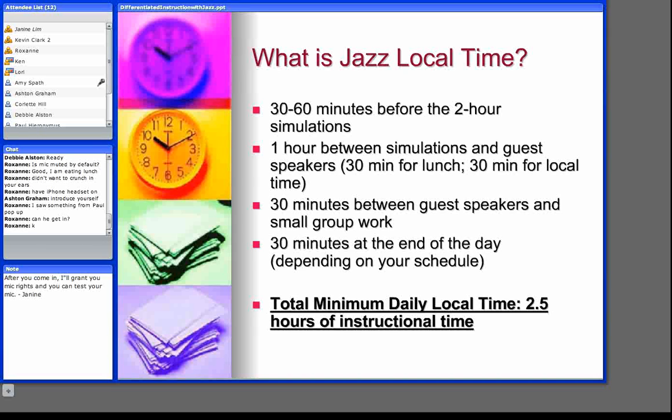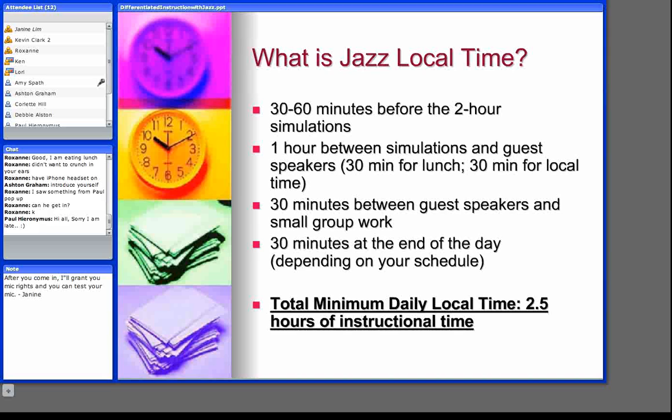The time before simulations, then the time in between simulations and guest speakers, which usually includes lunch, but again depends on your time zones. And then the time between guest speakers and small group work, if that exists. There's one version of the June schedule where there is not actually time in between. And then 30 minutes at the end of the day, again depending on your schedule. But overall, you're going to have about 2 hours, 2.5 hours of local time.